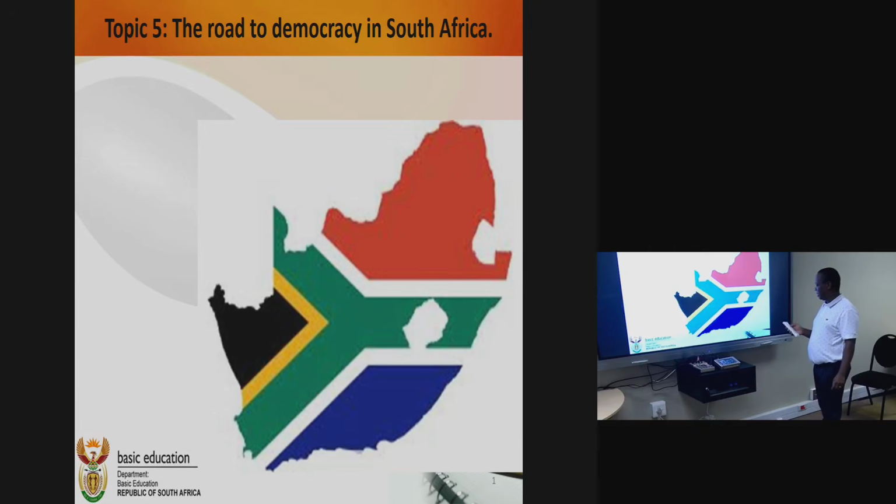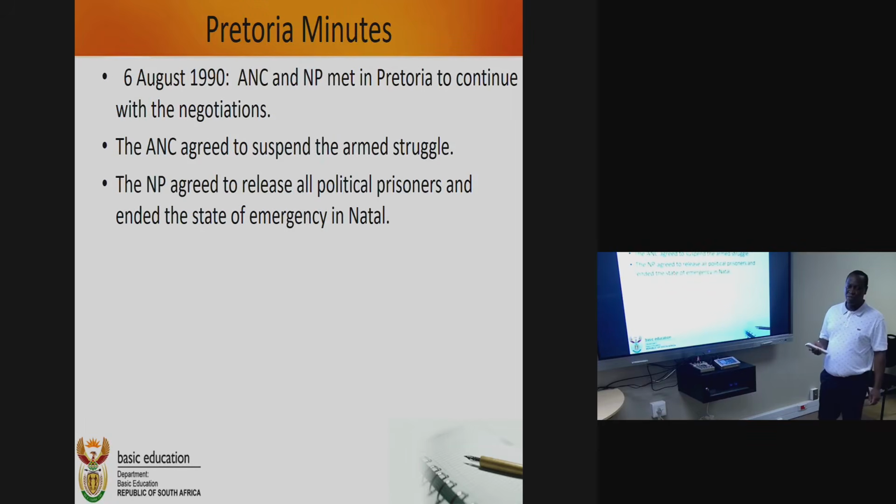I've already said earlier on that these negotiations were known as the CODESA Minutes. Now, after the CODESA Minute, there comes the second round of negotiations, which is known as the Pretoria Minute. It is the same contingent. In other words, it's still the 6 ANC members led by Nelson Mandela and the 6 National Party members led by F.W. de Klerk. They met in Pretoria on the 6th of August 1990. In this meeting, the ANC agreed to suspend the armed struggle. On its side, the National Party agreed to release all political prisoners and also ended the state of emergency in Natal.